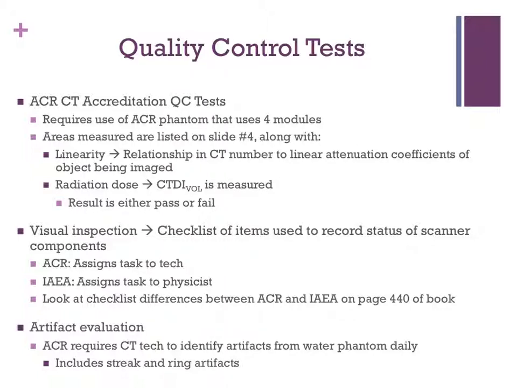A visual inspection is when a checklist of items is used to record the status of the scanner components. The ACR assigns this task to the tech, but the IAEA assigns it to the medical physicist. The ACR says that the visual inspection should be performed on a monthly basis and should include certain items, but the IAEA has a different checklist of items that should be evaluated. Check out the differences in the visual inspection list on page 440 of your book.